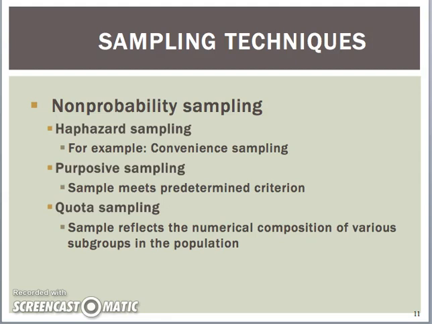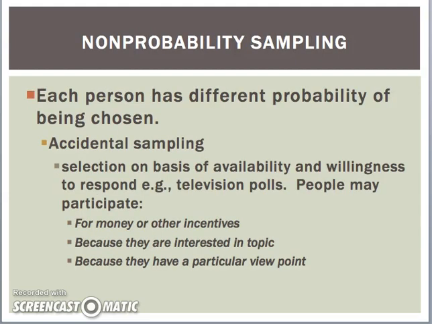Now, again, the difference between quota sampling and stratified random sampling. Stratified random sampling is actually a probability method and produces better results than quota sampling. With non-probability sampling, each person has a different probability of being chosen. So accidental sampling, you select people on the basis of availability or their willingness to respond, or it might be a television poll or a telephone survey, and the people who respond are the ones that you get.